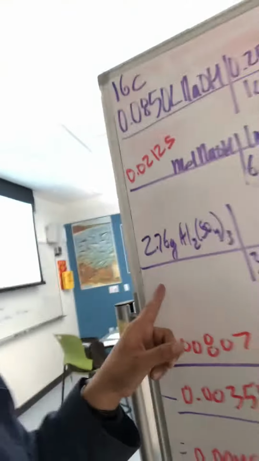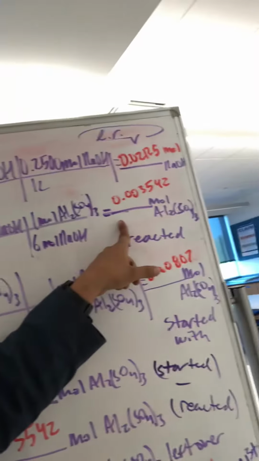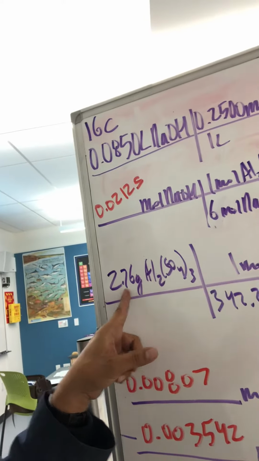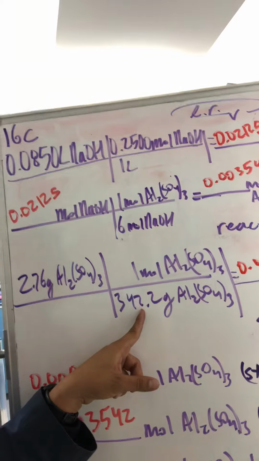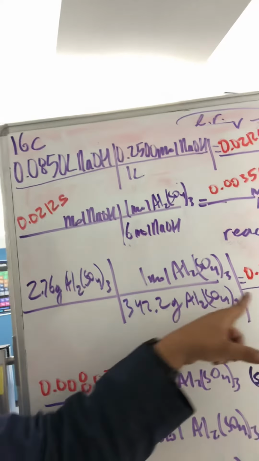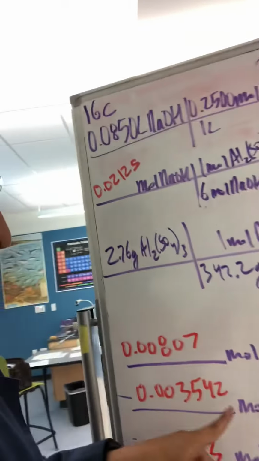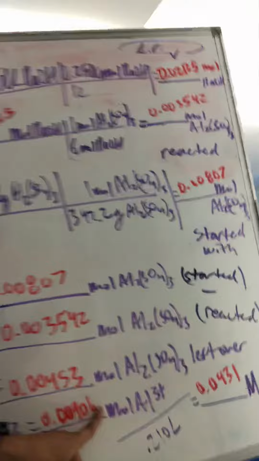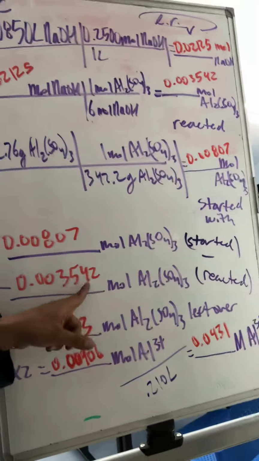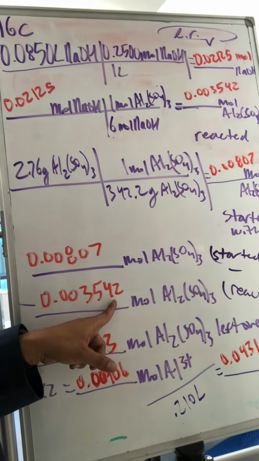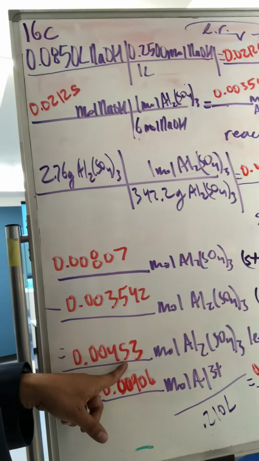Okay, so because the sodium hydroxide is the limiting reactant, let's figure out how much we started out with, because we just figured out how much reacted. So we started out with 2.76 grams of aluminum sulfate, and we figured out the moles of aluminum sulfate using the molar mass. And this is how many moles of aluminum sulfate we have. Cool. So I set up a little table here. I've got the moles of what we started out with, minus the moles of what reacted, and I've got this number of moles of aluminum sulfate left.